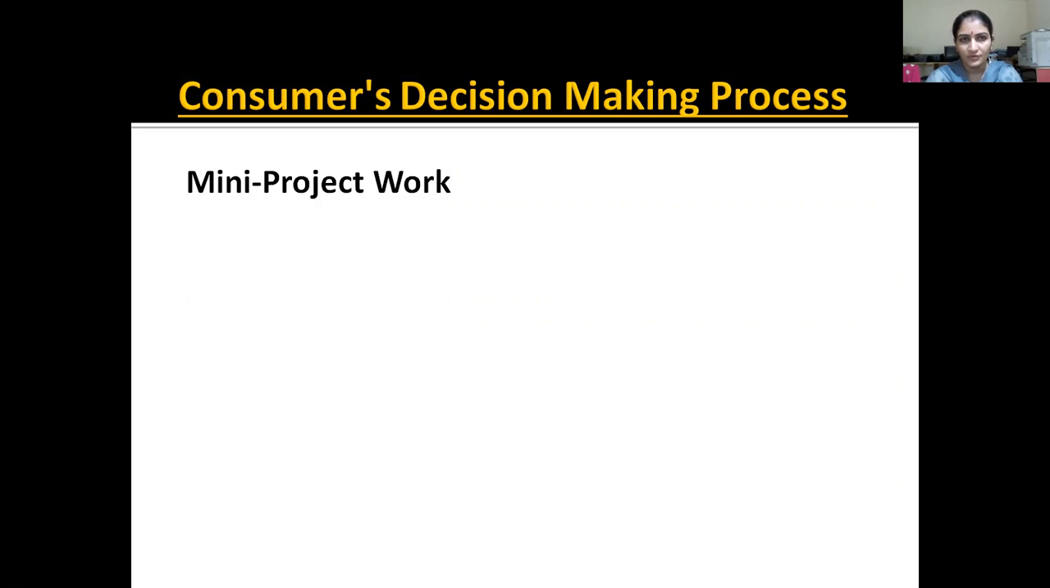In the entire module, we have seen the different concepts relating to the consumer's decision making process, what the different steps are which influence a consumer to take a decision, and how this decision will be taken. What are the different processes or criteria considered while making a decision. This we have seen in our entire chapter's concepts.